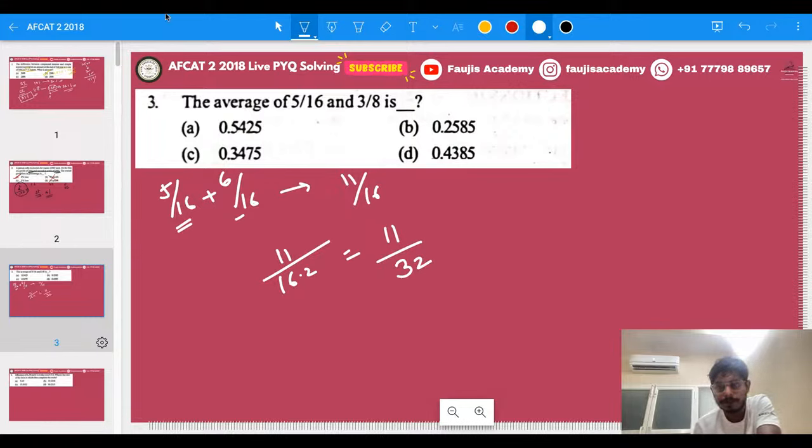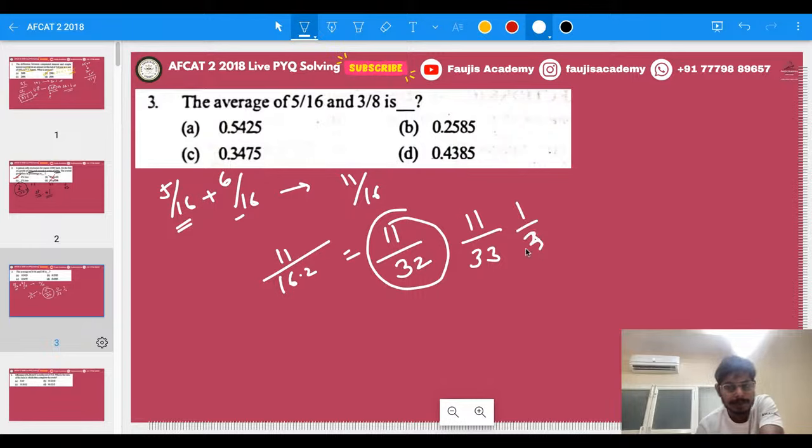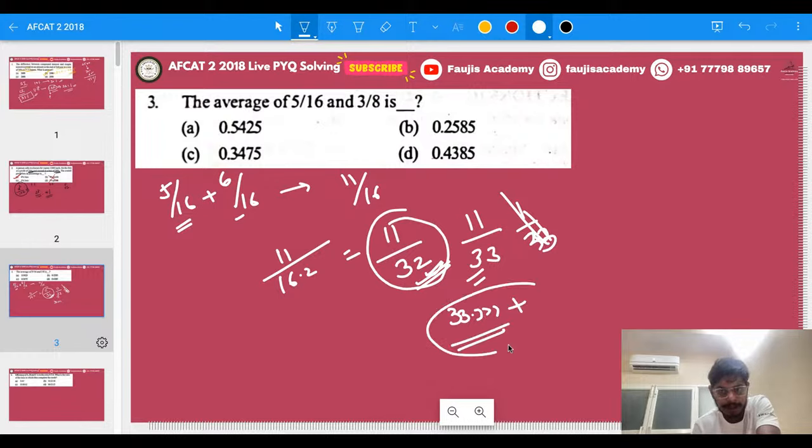If it is 11 by 32, had there been 11 by 33, we would have said 1 by 3 or 33.33%. But since the denominator is a bit less than that, the result will be slightly more than 33.33. Yes, absolutely, Devanathan, that's correct. So we'll go ahead with C as the answer. We don't even have to calculate it.